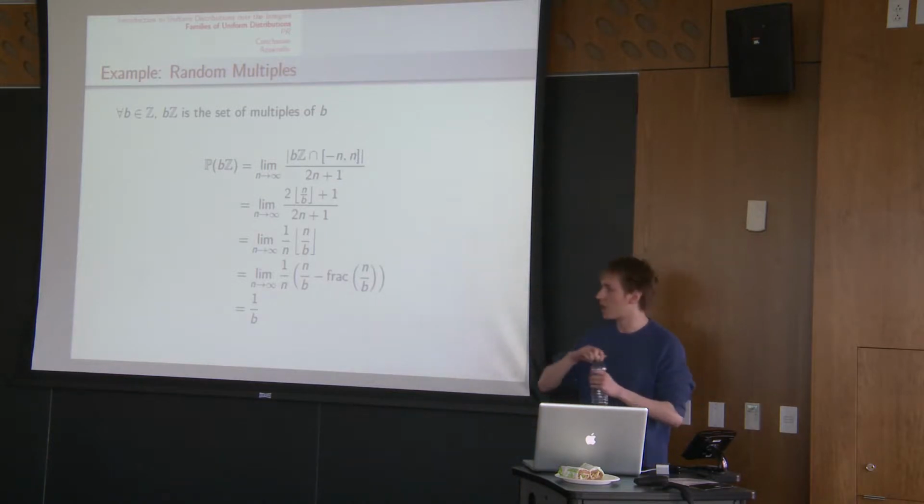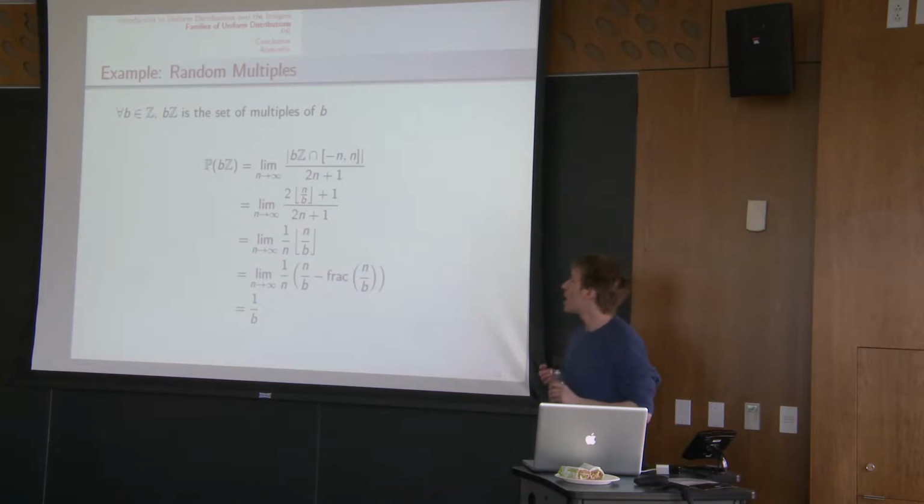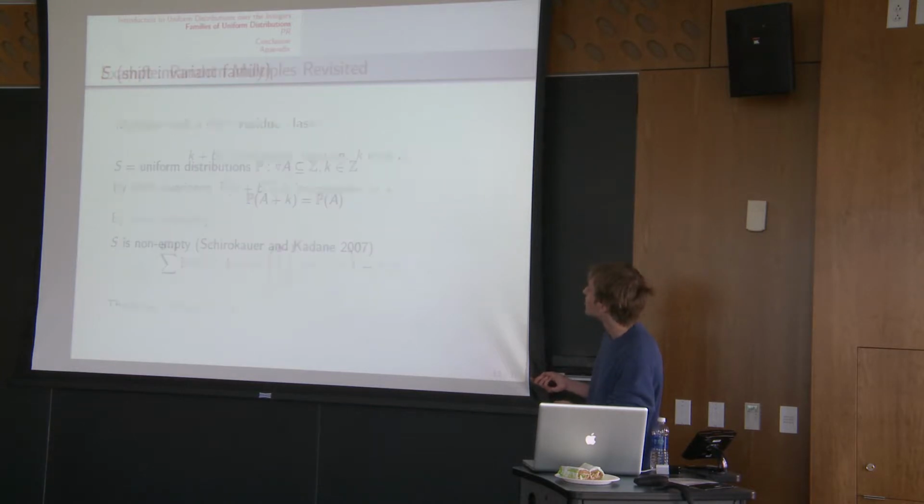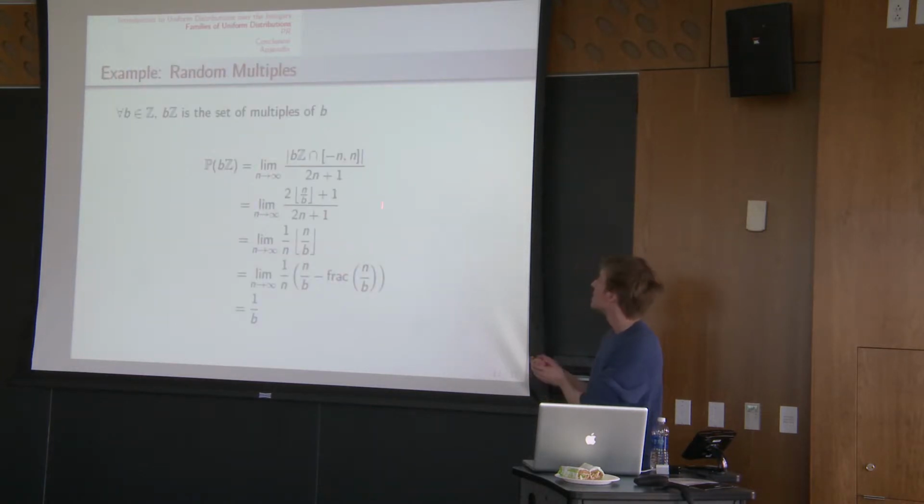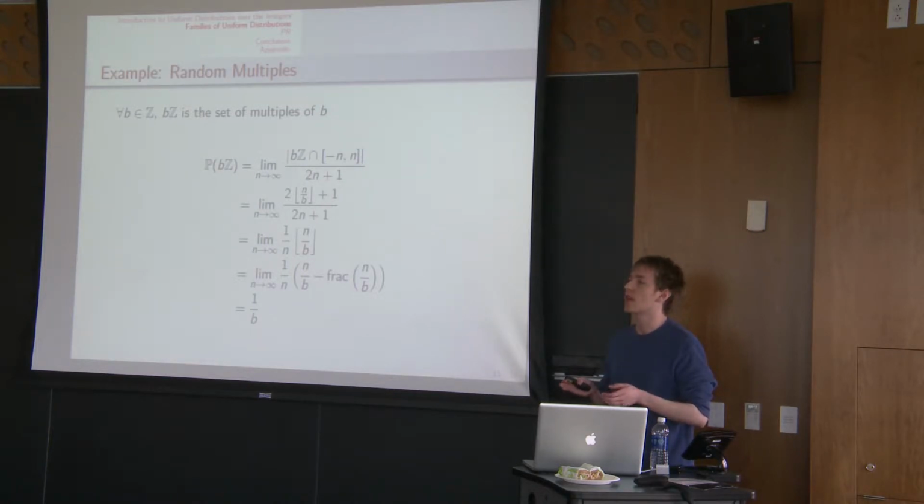So let's consider an example. Random multiples of B, which I denote as BZ. The first line is just the definition. And then, if we intersect, let's say, 1 to n with the multiples of B, we get floor of n over B points. And if we intersect negative n to negative 1, we also get floor n over B points. And then we get an additional point for 0. So that gives us the numerator of the second line. And then in the third line, I just pair additive constants and constant factors that have no asymptotic effect.